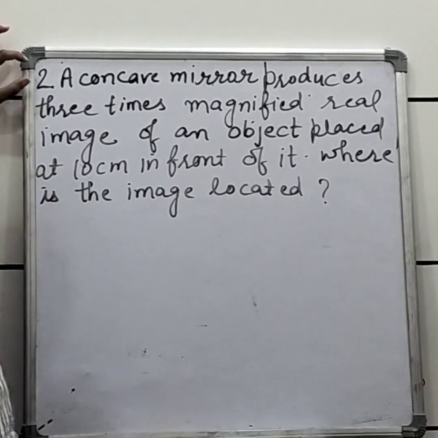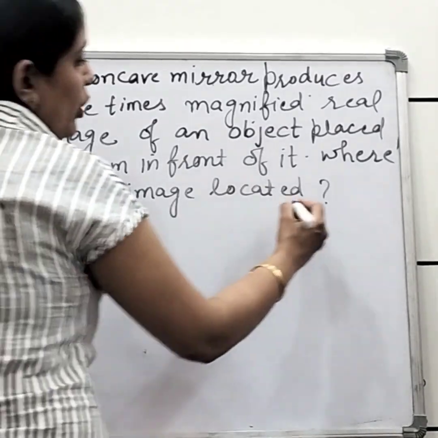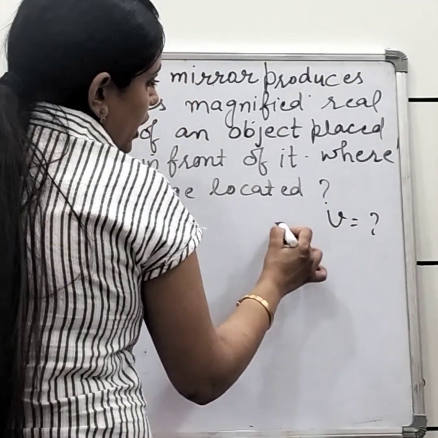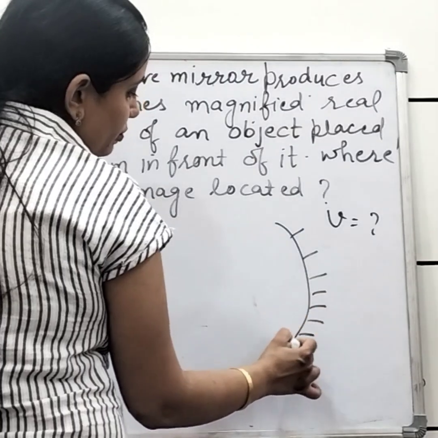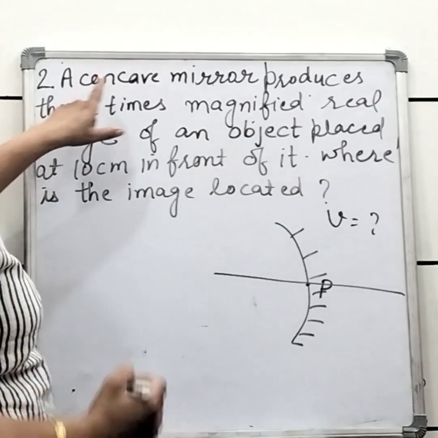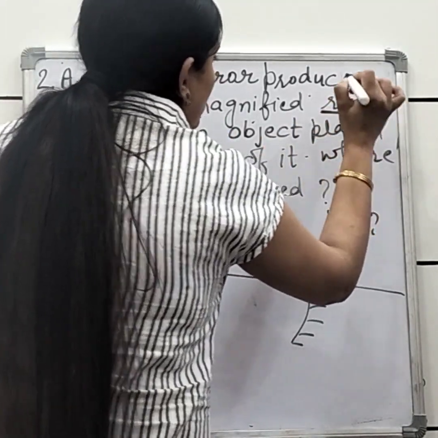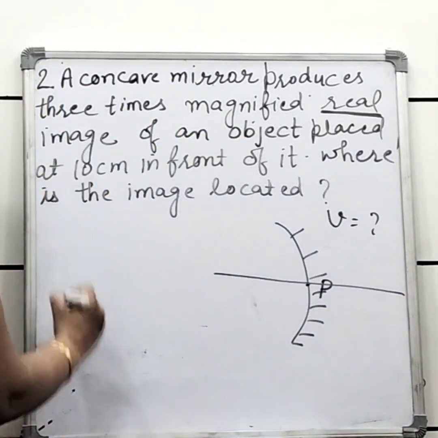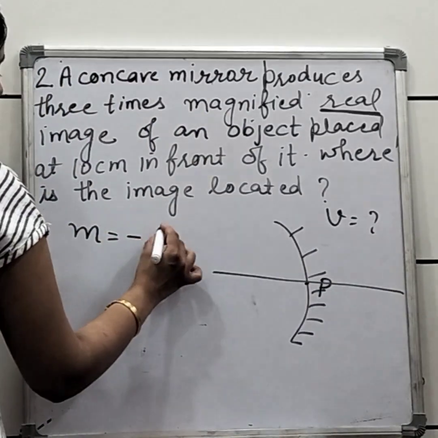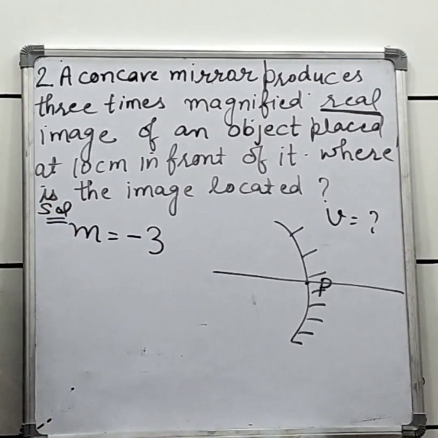Now the second numerical: a concave mirror produces a 3-time magnified real image of an object placed at 10 cm in front of it. Where is the image located? So we have to calculate v. Firstly, a concave mirror, so draw the diagram. This point is the pole, and this is the principal axis. The concave mirror produces a 3 times magnified real image. As we discussed earlier, if the image is real, then magnification is taken as negative. So m is taken as minus 3.